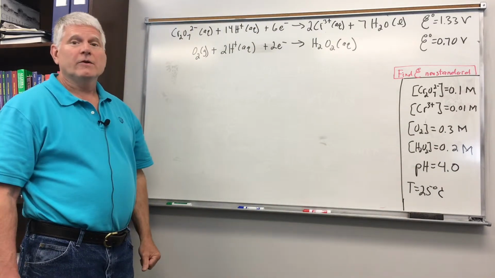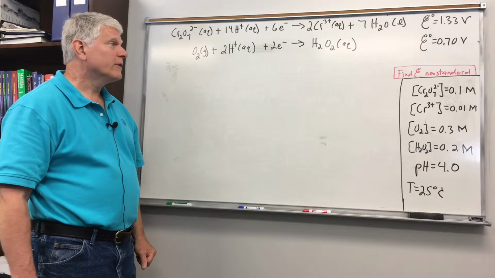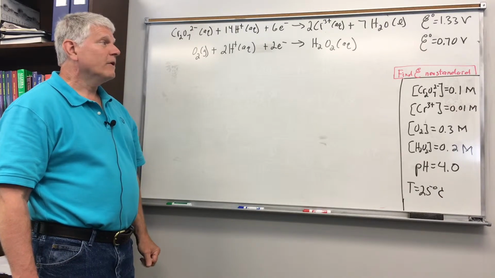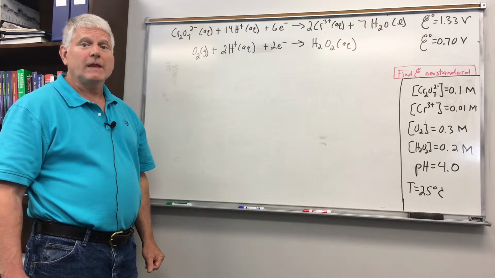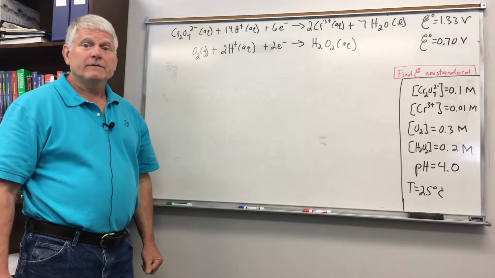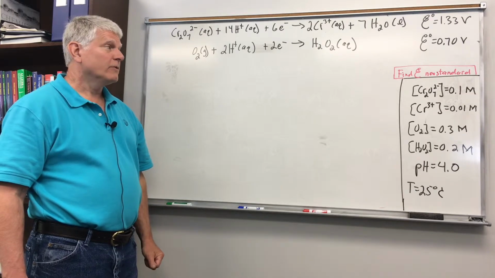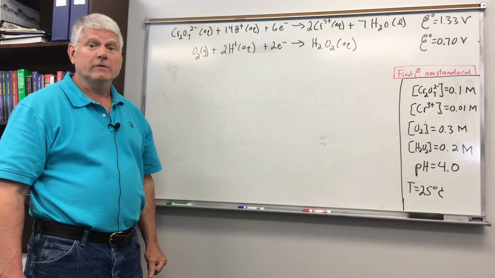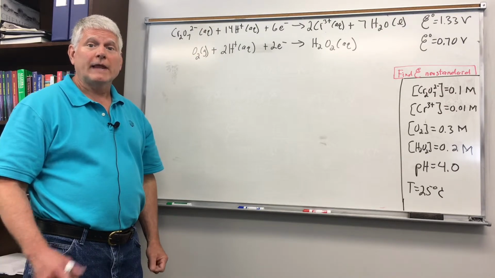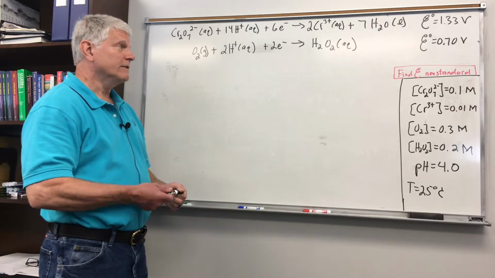So we would use the Nernst equation. In order to use the Nernst equation, we need to know the standard cell potential, and we need to know the balanced redox reaction, because we're going to use the reaction quotient. We need the products over reactants, so we need the balanced equation.